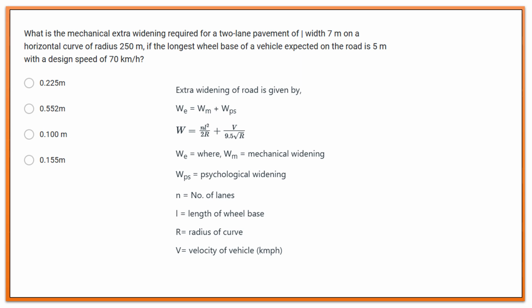In the question, the mechanical widening is equal to nl square divided by 2R. So n is given here, which is a 2-lane pavement, so n is equal to 2. Then the length is 5 meter and radius is 250 meter. After putting the given values into this formula, nl square divided by 2R, we get the mechanical widening as 0.1 meters. So here option number C is correct.